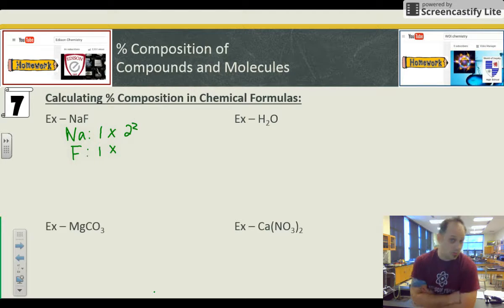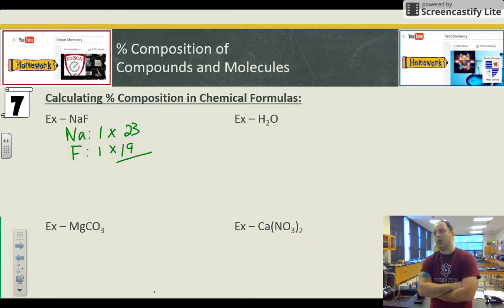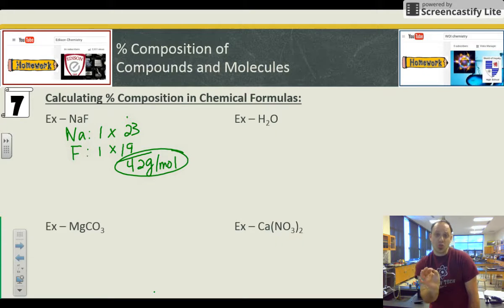This is the same example we've been using throughout the videos, so that's why we're getting kind of fluent, 19 for fluorine. Thank you. We're getting kind of fluent with figuring out that the gram formula mass for sodium fluoride is 42 grams per mole. Now, that's my total, that's his total. And now look, here are my parts.